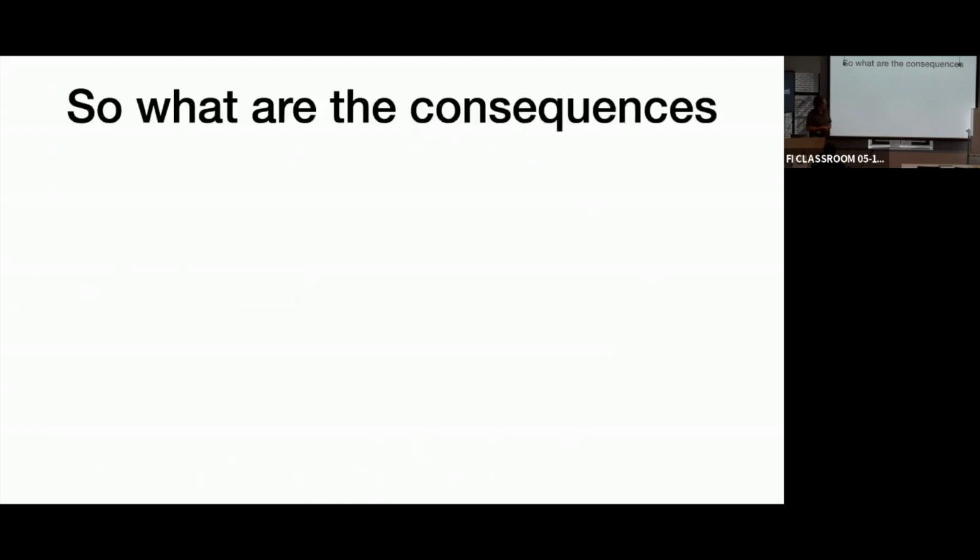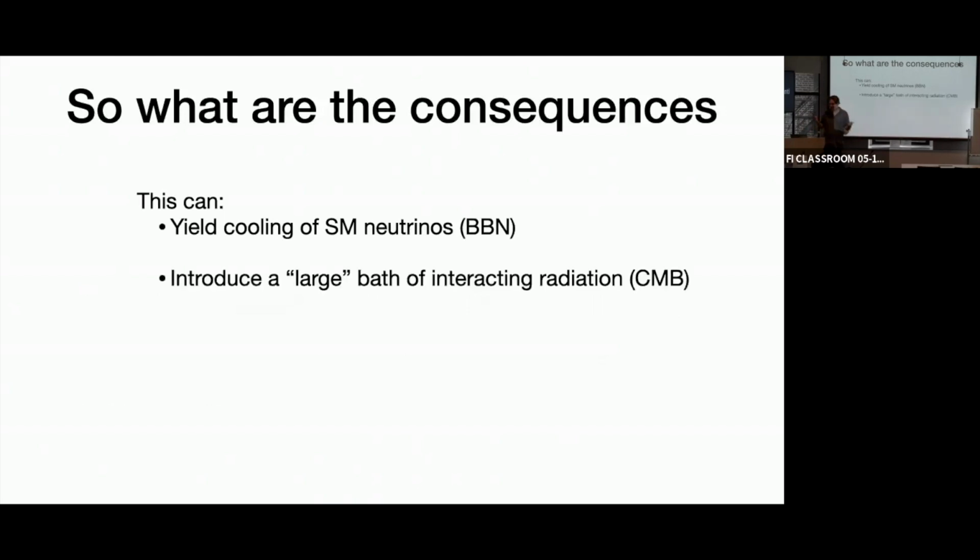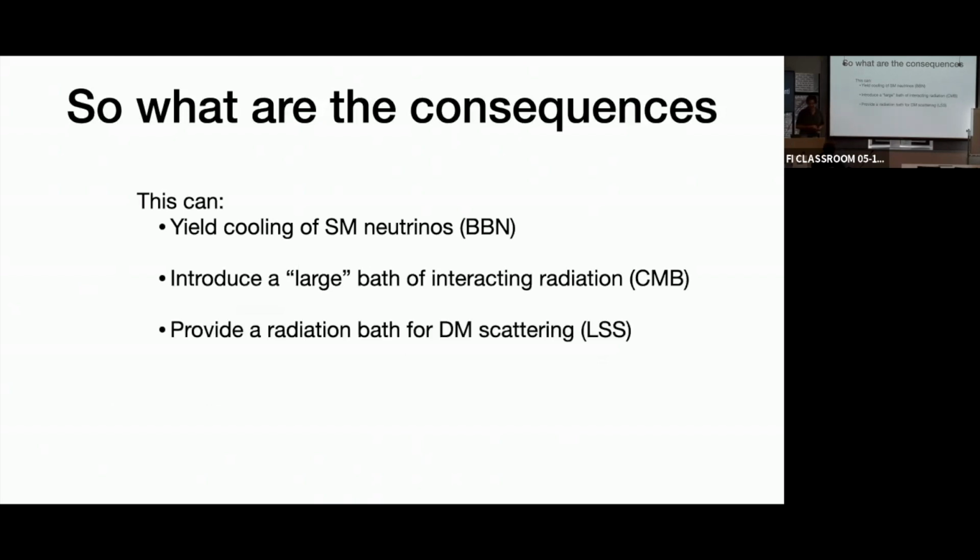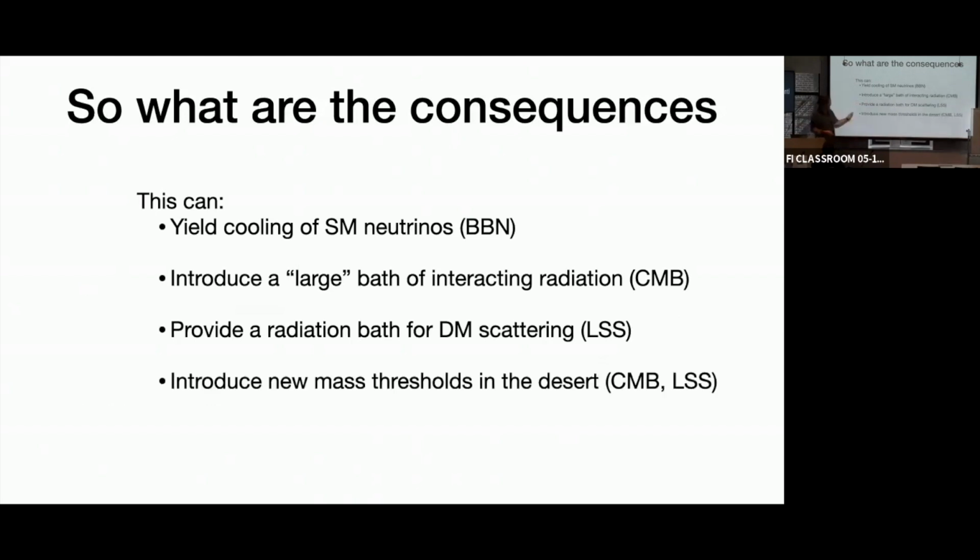So what kinds of signals can you get? It can cool neutrinos off, affecting Big Bang nucleosynthesis. It can introduce a new bath of interacting radiation, which has implications for the CMB. It can provide a radiation bath for dark matter scattering. So it could be that dark matter's out there scattering off this stuff and impacting large scale structure. And it might introduce new mass thresholds in the desert. So I told you there are no mass scales in there. This sector could have a mass scale in that desert, and those mass scales can have interesting consequences.